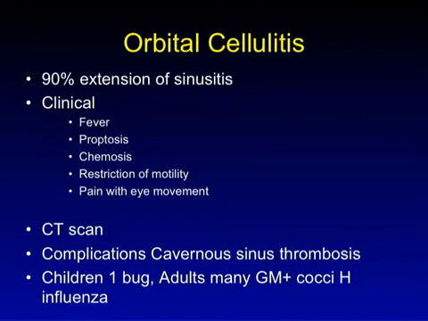Orbital cellulitis, typically 90% are from sinusitis. Patients have systemic findings as well, so they'll have fever, proptosis, chemosis, restriction of motility, pain with eye movement. So the clinical exam is so important. It's more important sometimes than imaging. Complications, especially in children, where the diagnosis isn't made and treatment isn't placed. That's a good board question, is cavernous sinus thrombosis. Study that Jerry Harris did found that children typically have one bug, but adults have many.